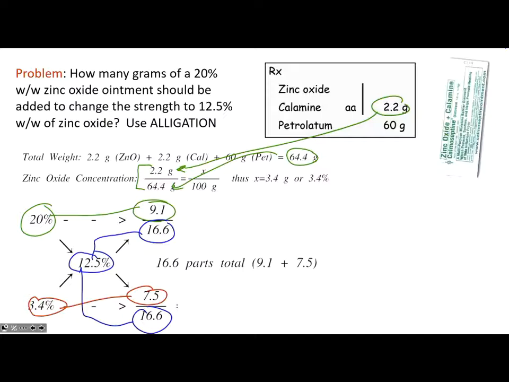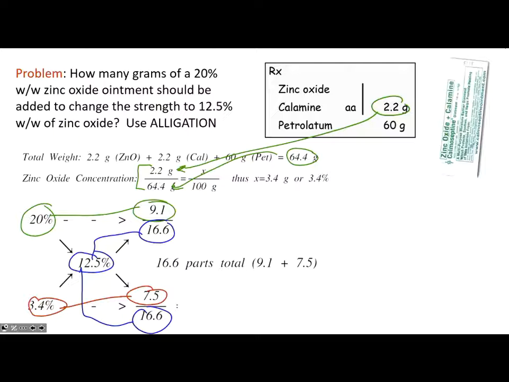Okay? Now the question is, where do we go from here? You've got the right proportions for the two ingredients. How do we actually determine a weight? We only know one weight. What is the one weight we know? Do we know how much of that original formulation we're going to make? What do we calculate the total weight to be? 64.4, right?